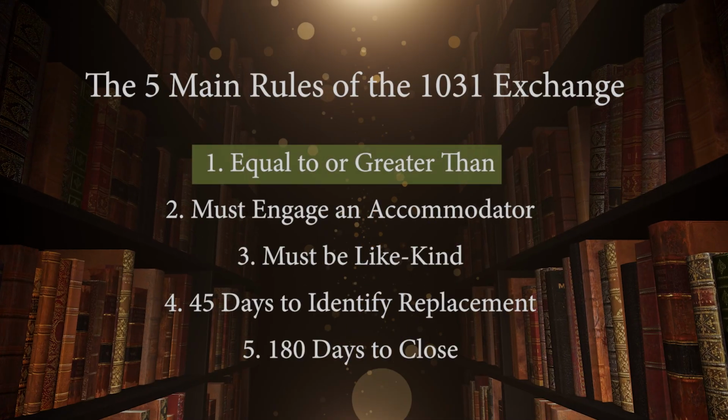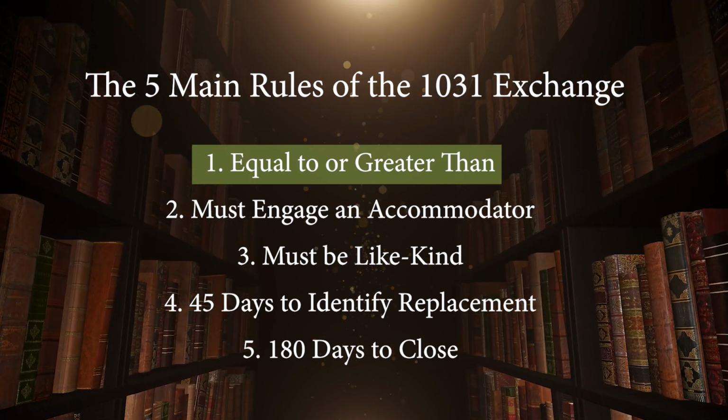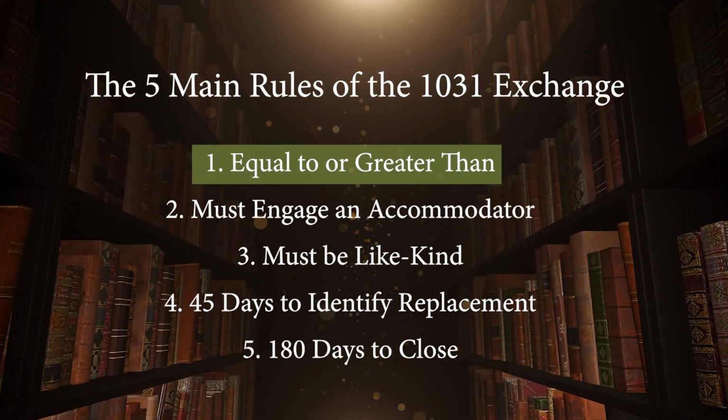This small difference is explained or highlighted in rule number 1 of the 5 main rules, which is the replacement property or upleg must be equal to or greater than in value to the relinquished property or the downleg. Here's an example. You sell the subject property, your downleg, for $2 million. In order to defer 100% of all capital gains taxes, you must reinvest $2 million on the replacement property or the upleg.